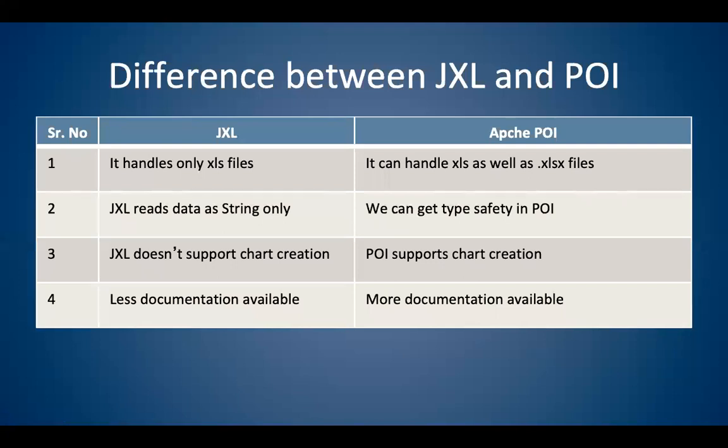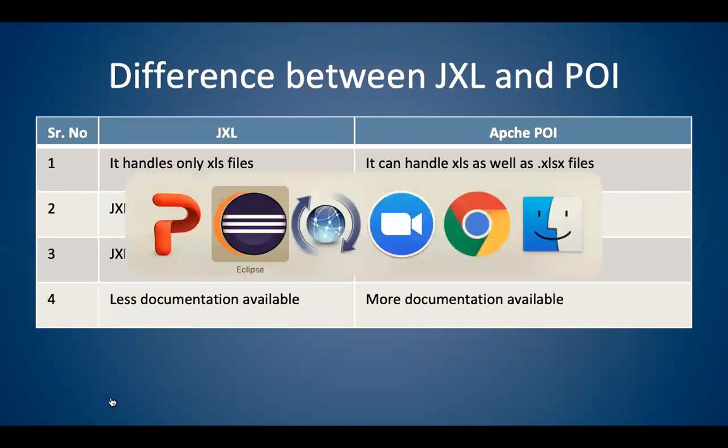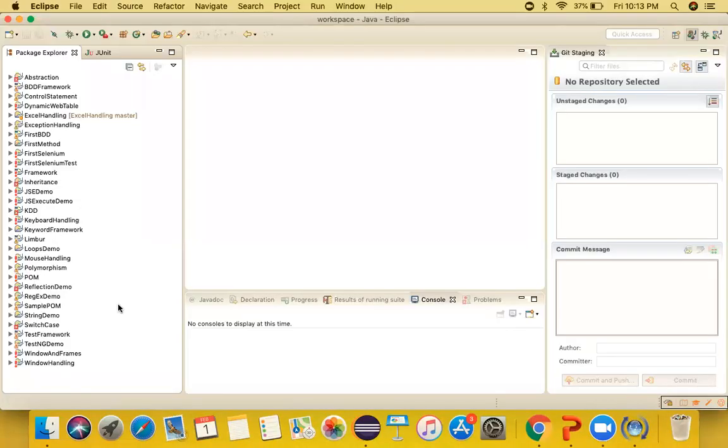Now let us talk about the difference between JXL and Apache POI. But I guess we should leave this topic for the summary part of this session, and we will directly jump on to see how we can write code to handle Excel files using Apache POI.